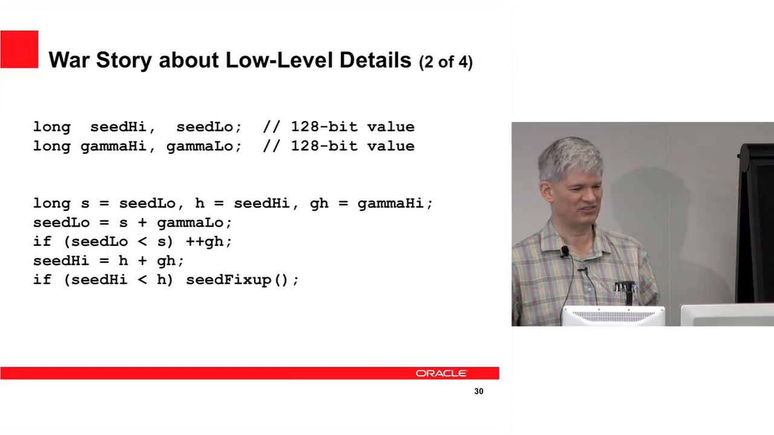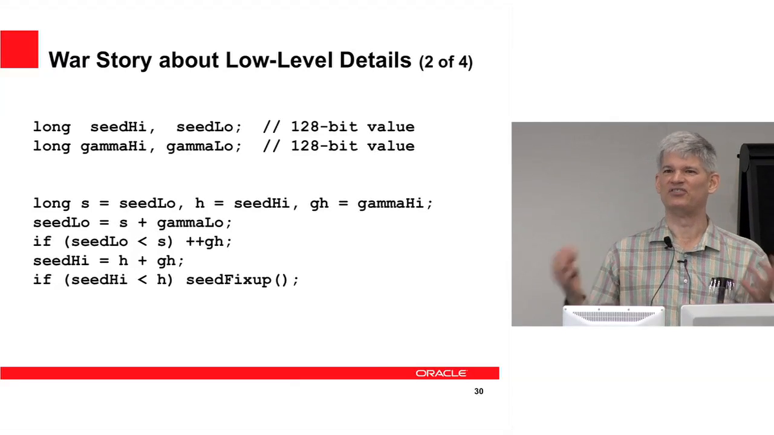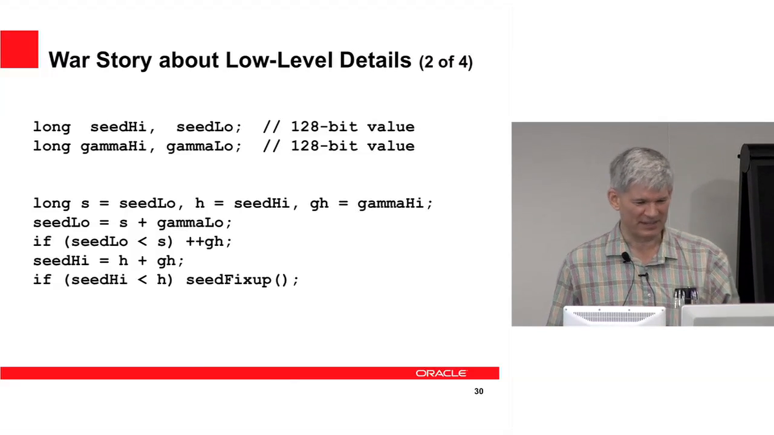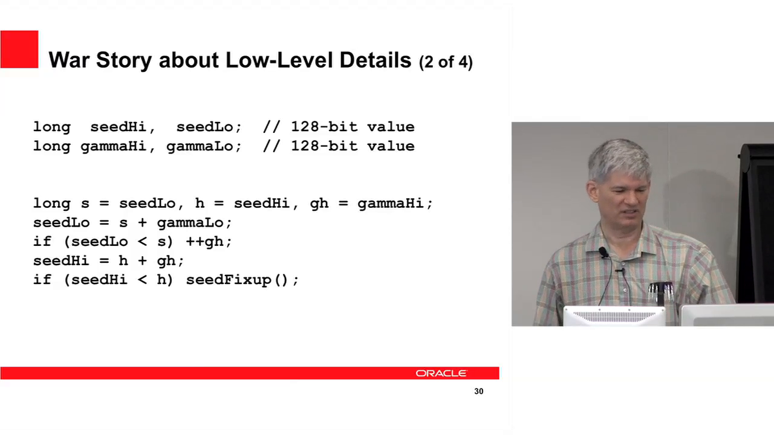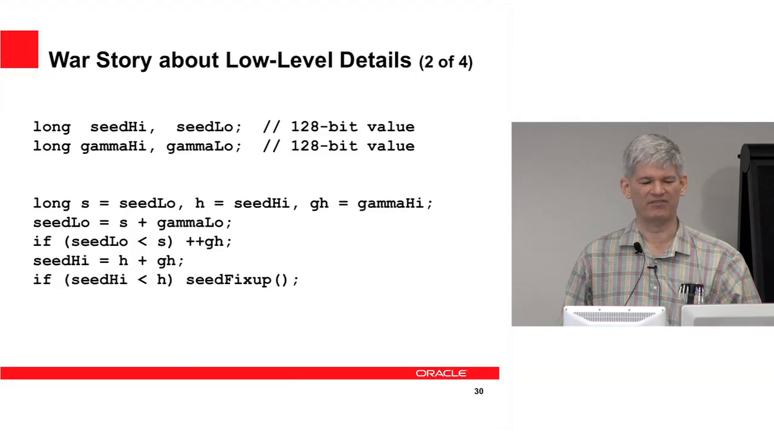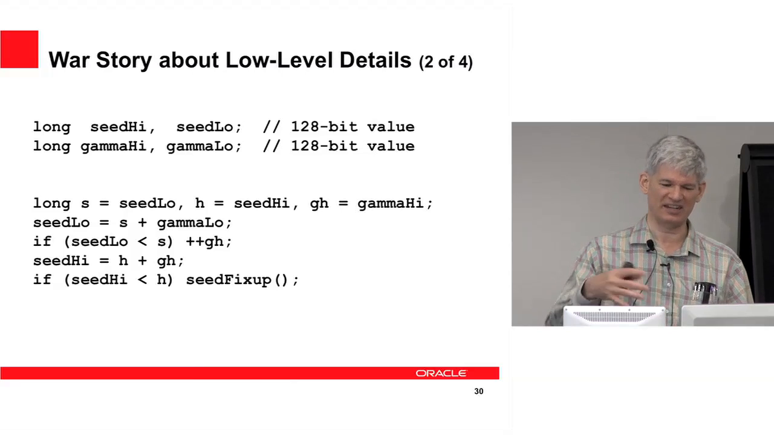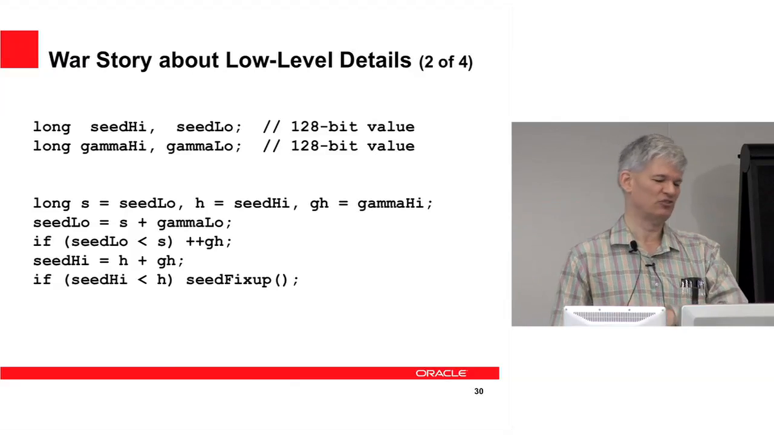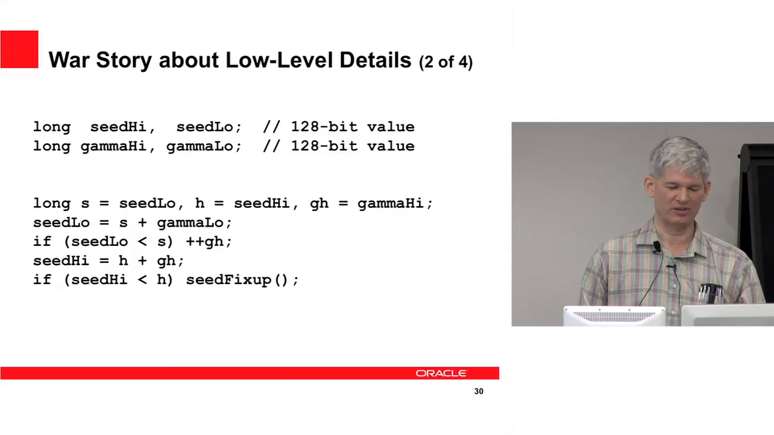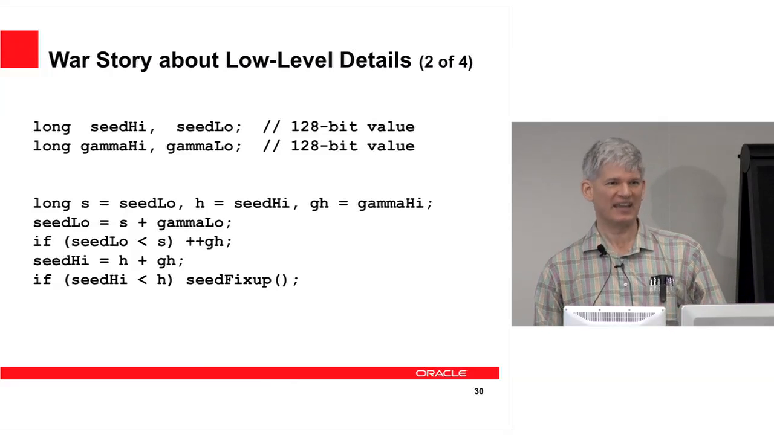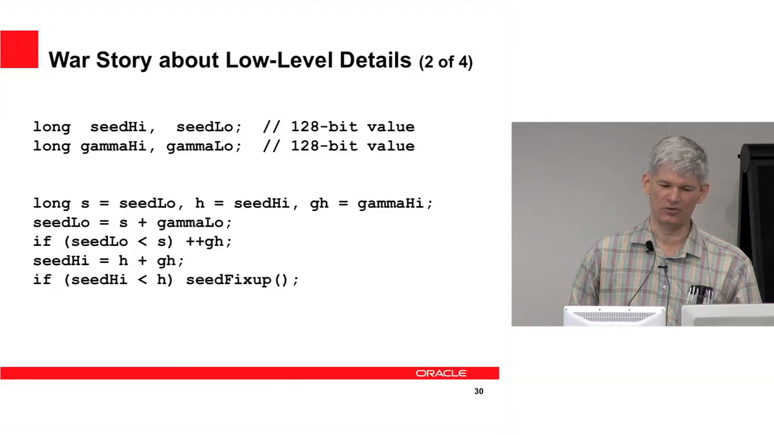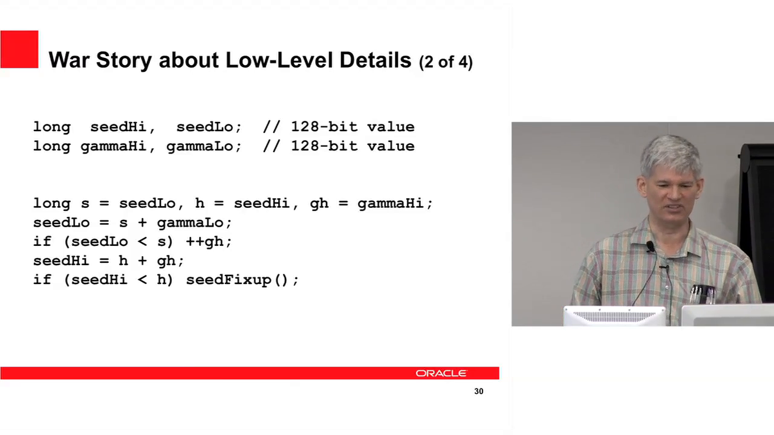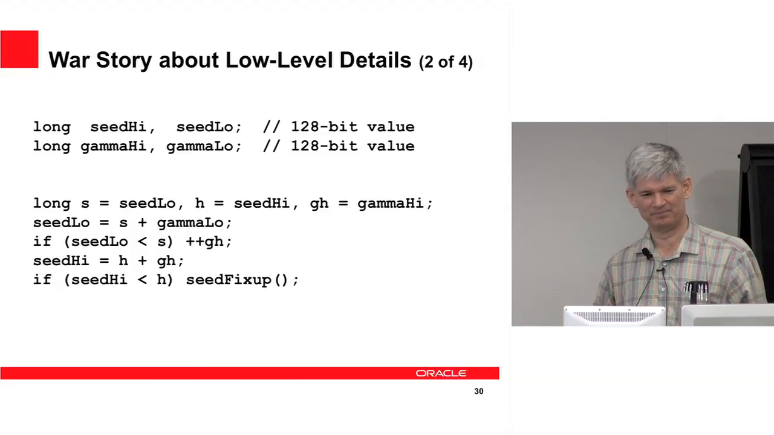Okay, so here's what we're doing. And this should look moderately familiar to some of you. We're going to represent the seed as two longs. We're going to represent the gamma as two longs, thereby getting two 128-bit values. And we have to do the 128-bit add ourselves. So we're not only going to save the low half of the seed into S, we're also going to save the high half of the seed into H, and the high half of gamma into GH. We add together the low half of the seed and the low half of the gamma, store that back in the low half of the seed, and we need to find out whether that overflowed. If it did, then we increment GH to represent the carry. Then we add GH into the original seed high, store that back, and then check to see whether that overflowed, and if so, we need to do the seed fix up. Okay, so far so good.